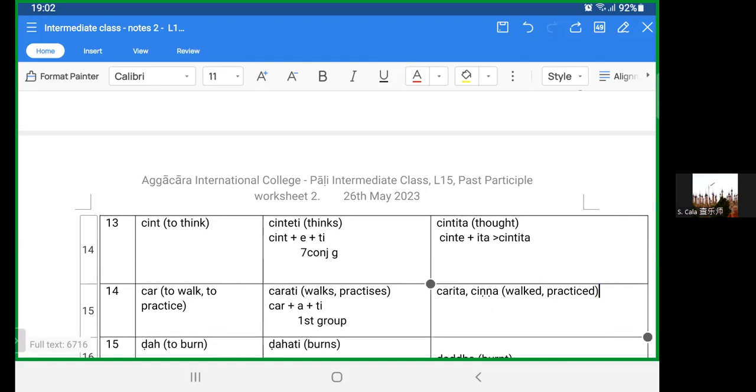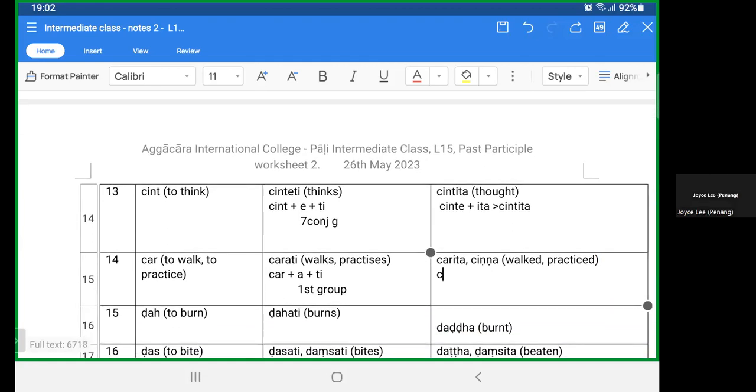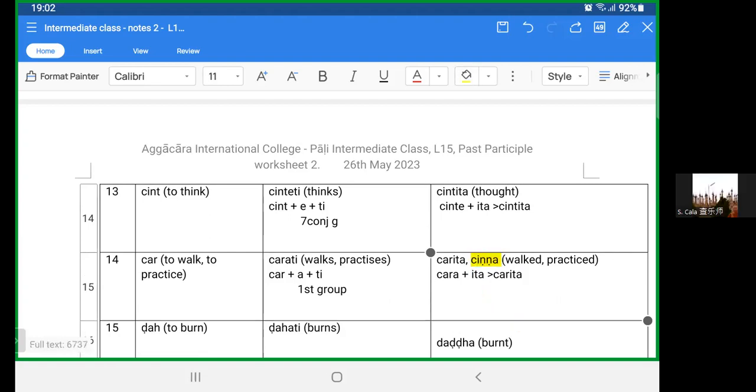Okay, how do you get this one? Charita, how do you get charita? Chara plus ita. Ita becomes charita. Okay, how do you get this one? Try, can you try? This is a little bit more difficult. How do you get this one? Chara plus ina, all right? Chara plus ina. Maybe it's possible also. Chara plus ina, then becomes ina.